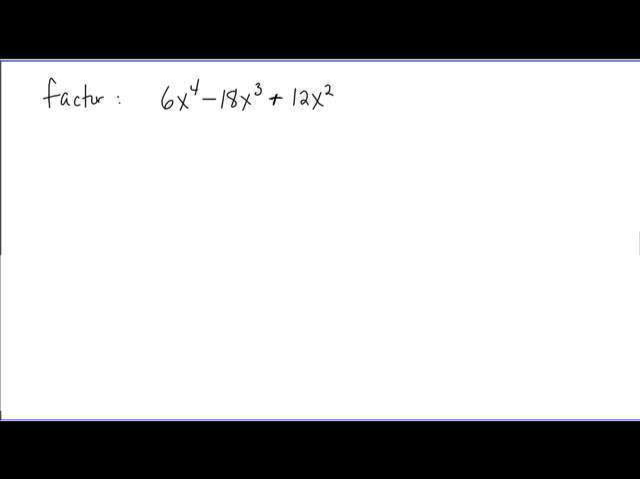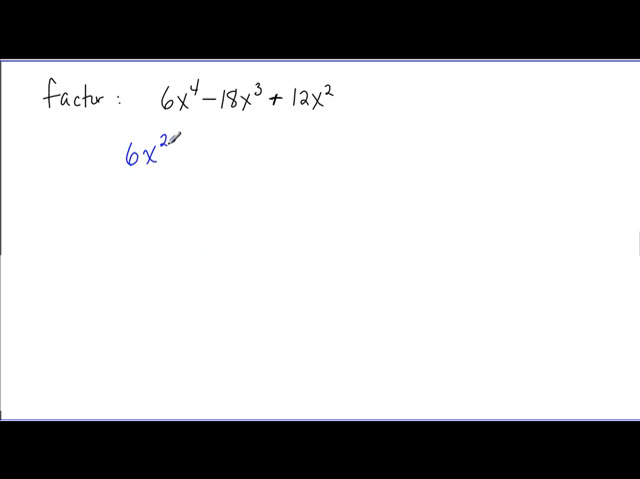factor. And I kind of think about it this way. I look at each of those terms, and I'm going to think about the numbers first, 6, 18, and 12. And I think about what is the biggest number that will divide into 6, 18, and 12. And the answer to that question is 6. So 6 is going to be part of our greatest common factor. And then we also have powers of x in each of the terms. You look for the smallest power of x, and that's an x squared. So 6x squared would be our greatest common factor.